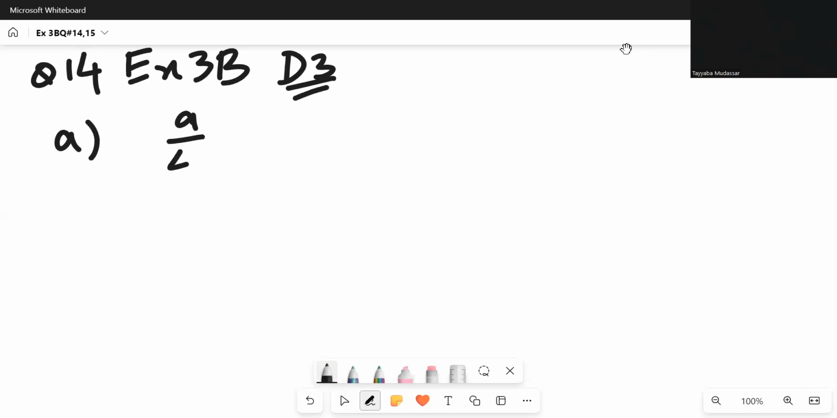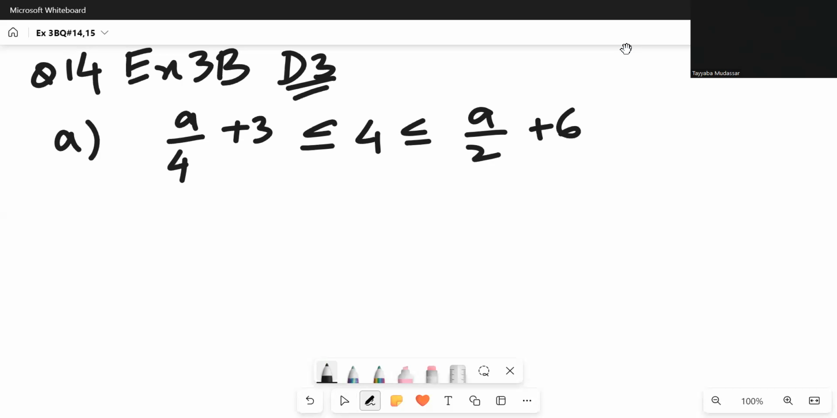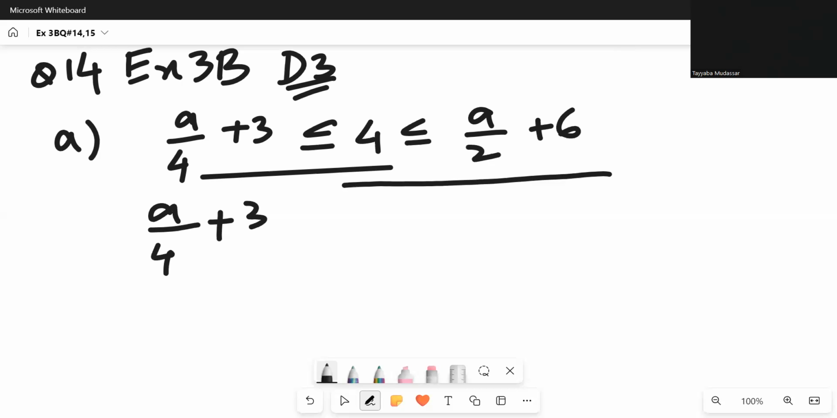A over 4 plus 3 lesser than or equal to 4 lesser than or equal to A over 2 plus 6. Now we will make it into two parts. First we have to take this inequality, then secondly we will take the other inequality, okay? So we will break this inequality in two parts.